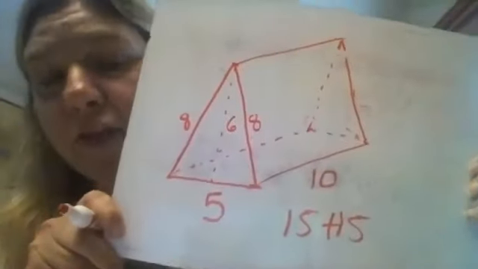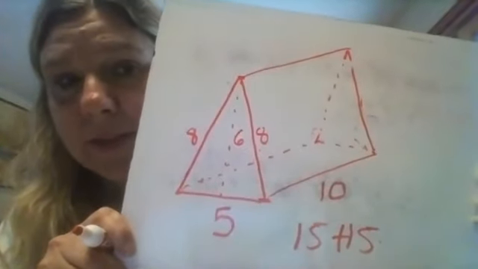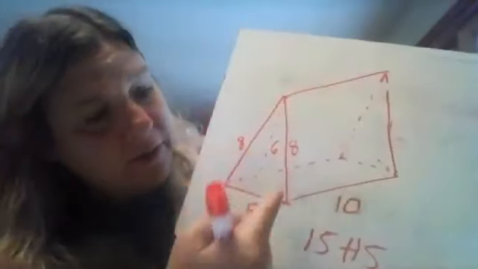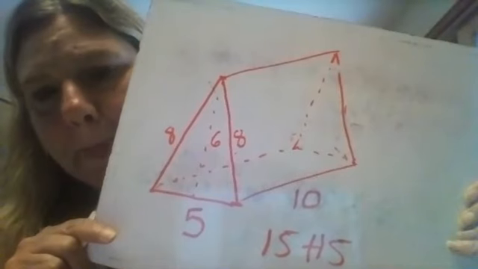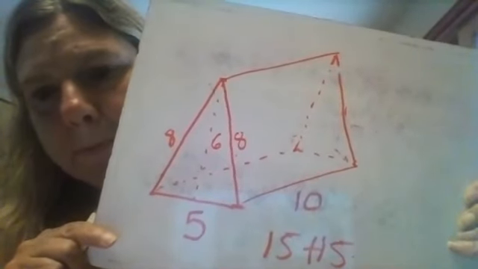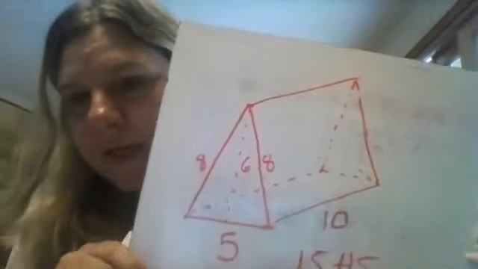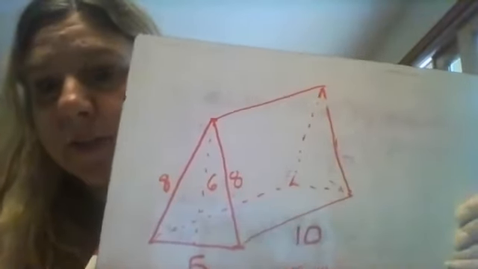Now we have 3 rectangles that we need to find the area for. So look at this one on the front. This one right here. Do you see the area of that rectangle? I've got a 40, but the 40 is dividing by 2 again. So rectangles, you don't divide by 2. It's just base times height.